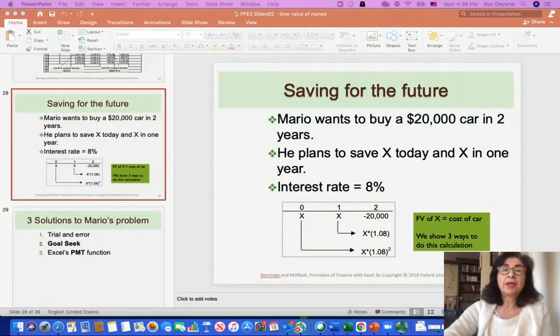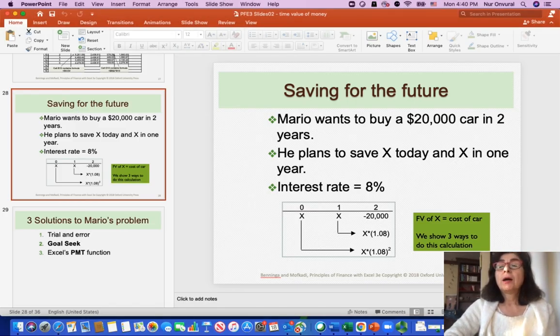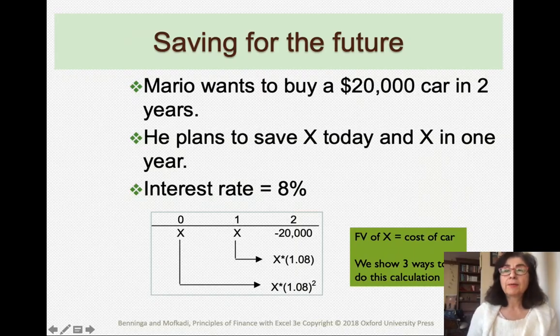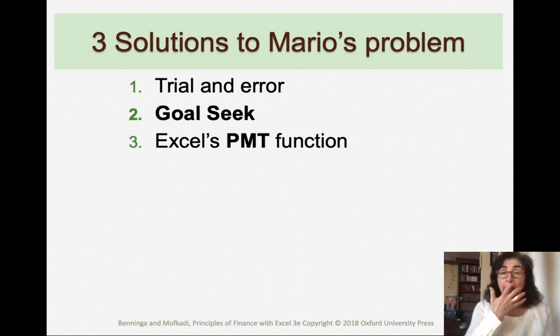Hello, in this video we are going to look into this example to help Mario purchase a vehicle. He wants to buy a $20,000 car in 2 years. He plans to save X dollars today and X dollars in 1 year. The interest rate is 8%.